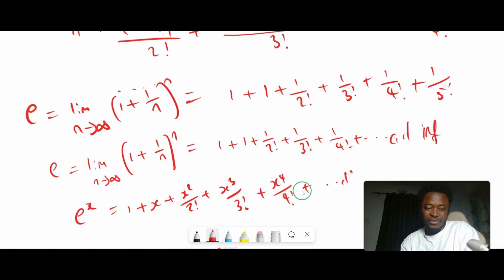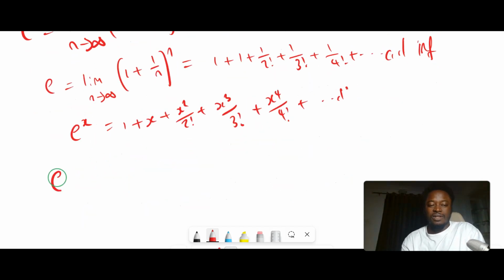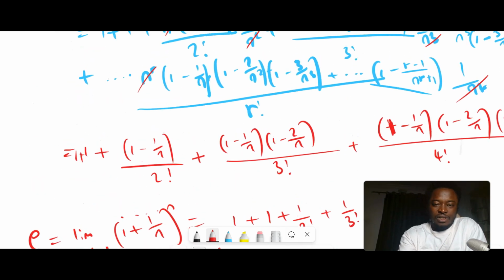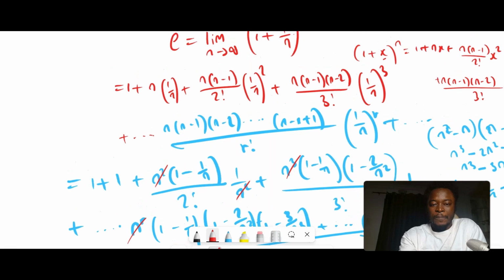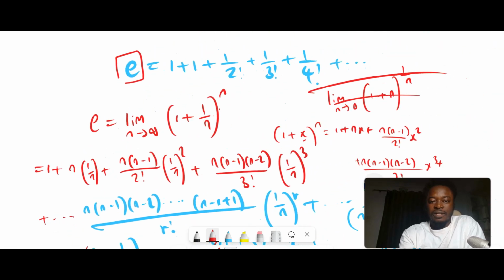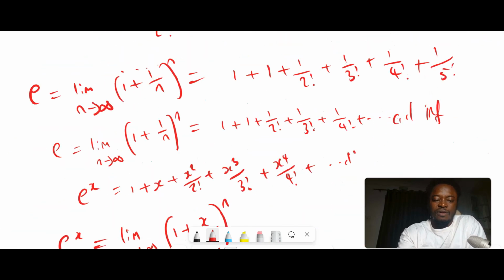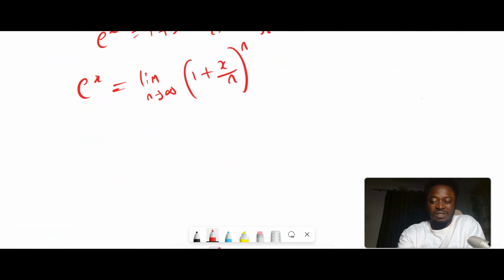So now how can we prove this? Well, the definition is that e to the x equals the limit as n tends to infinity of (1 + x/n)^n. So that is what e to the x means. In what we just did, we were able to at least find the series for e using the definition and the binomial theorem. Now we're going to do the same for the exponential function.